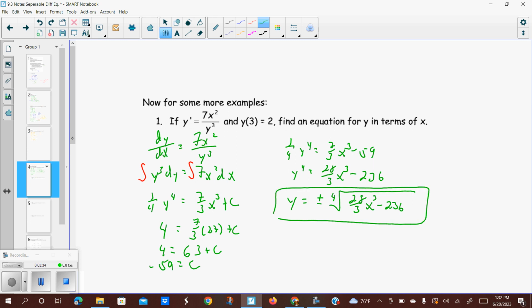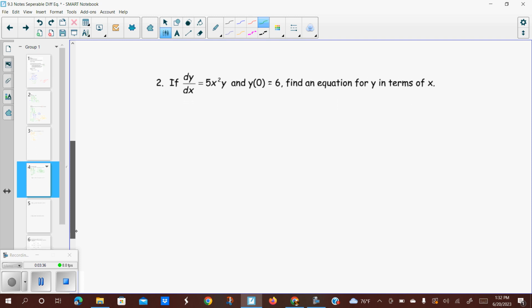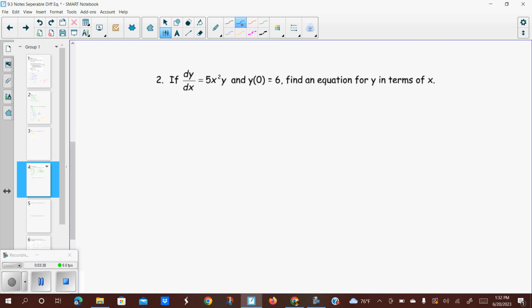All right, moving on. More examples, number 2. dy over dx, they gave that to us already, equals 5x squared y. Initial conditions, find the equation for y in terms of x. So let's see, we can multiply the dx over and divide the y over. So we should get 1 over y dy equals 5x squared dx. This one does not look very challenging as of right now. Let's see what happens. We can take the integral.